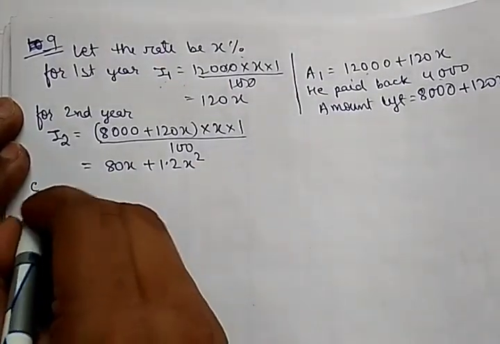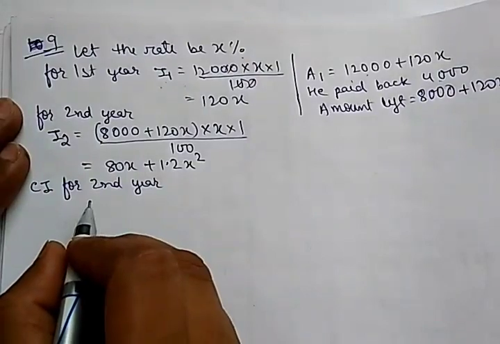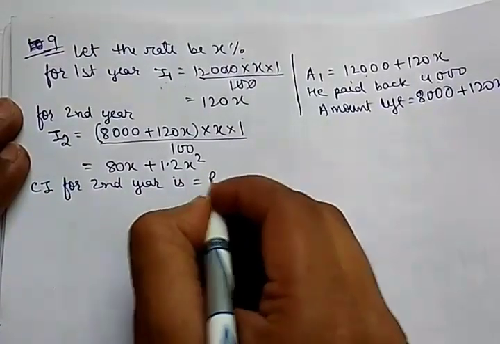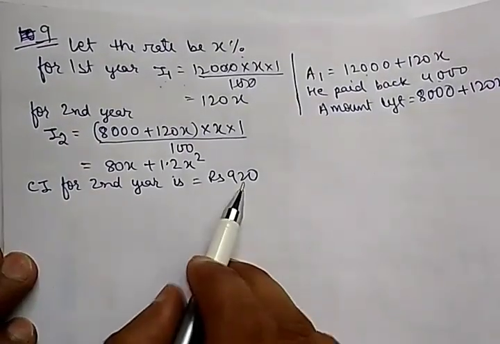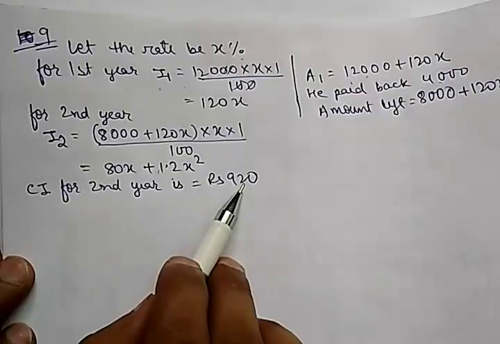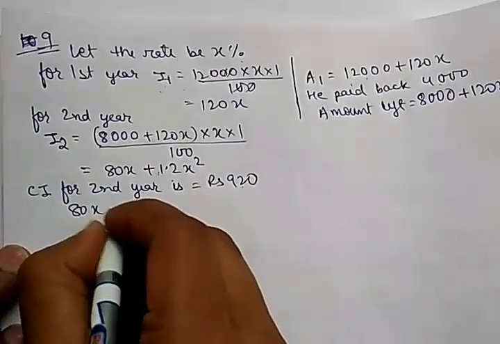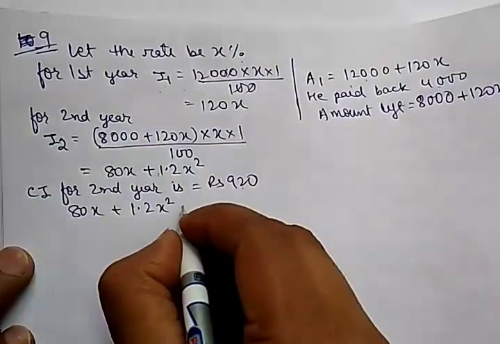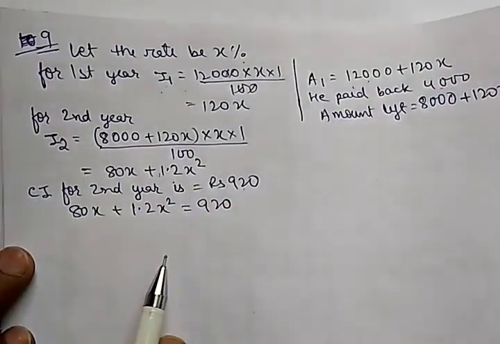The compound interest for the second year given in the question is rupees 920. So this amount and this amount should be equal, because this is the compound interest at the end of the second year, and it is given as rupees 920. So 80x plus 1.2x square is equal to 920. Now it's a quadratic equation. Okay, let us solve this.